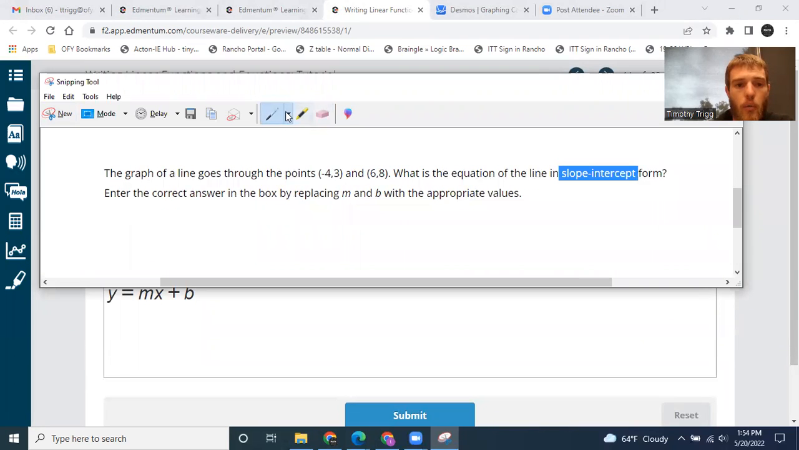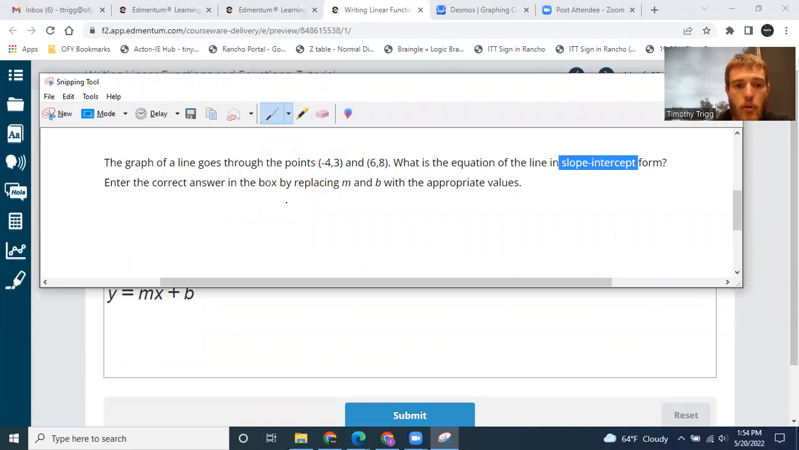The first thing you're going to want to do is find the slope, the m. Now, how do we find the slope? Remember, that's the rise over run. Hopefully you remember that. To find the slope of a line, that's its rise over run. So how do we find the rise? To find the rise, you subtract the y values.